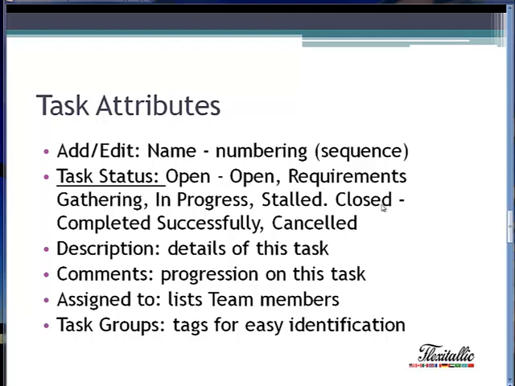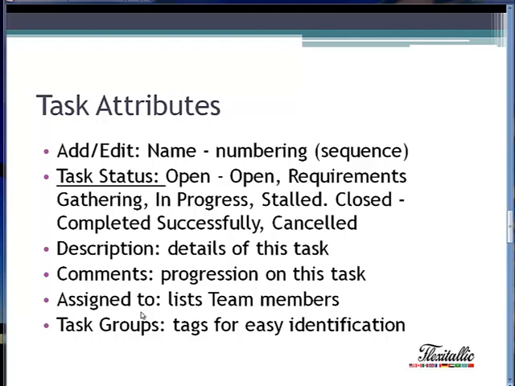Now, if a project is then closed, it can be closed as completed successfully, or it can be closed as a canceled task. The description of the task, of course, is a spot where you place the details of this task, and we are utilizing the comments section to note the progression of this task as issues and feedback or problems occur relating to the execution of the task.